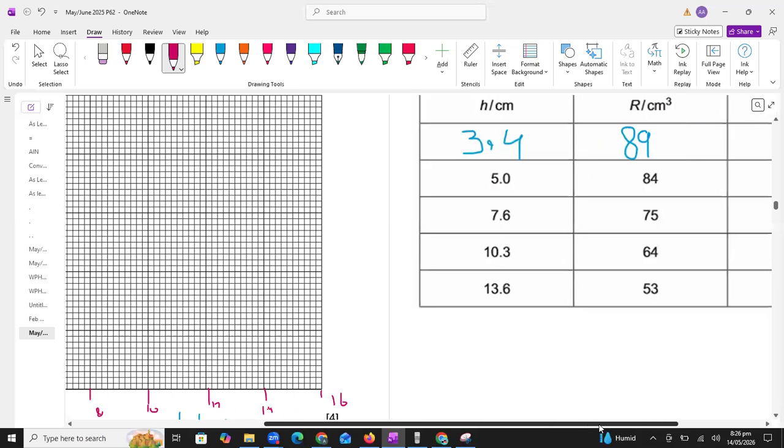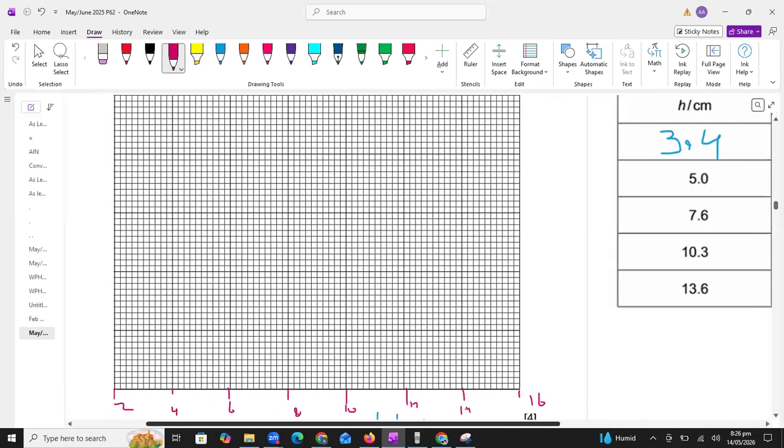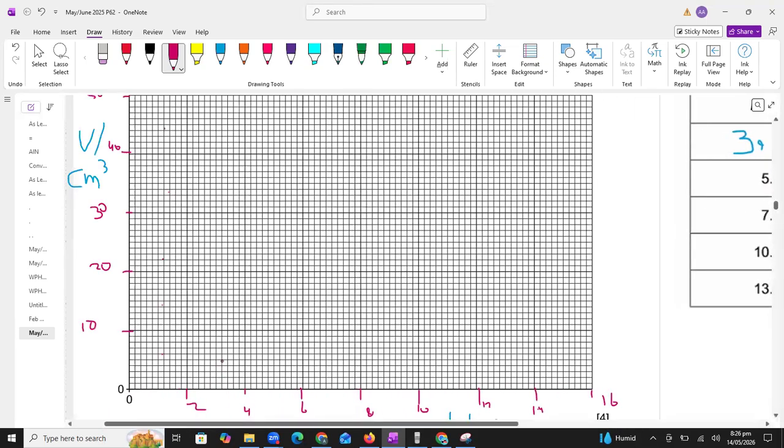Height is 3.4 and the volume is 11 centimeter cube. Height is 3.4, so 3 will lie between 2 and 4. All right, and the volume is 11 centimeter cube. So 3.4 will lie in between 3, 3.1, 3.2, 3.3, 3.4 will lie here, student, and the volume is 11 centimeter cube.